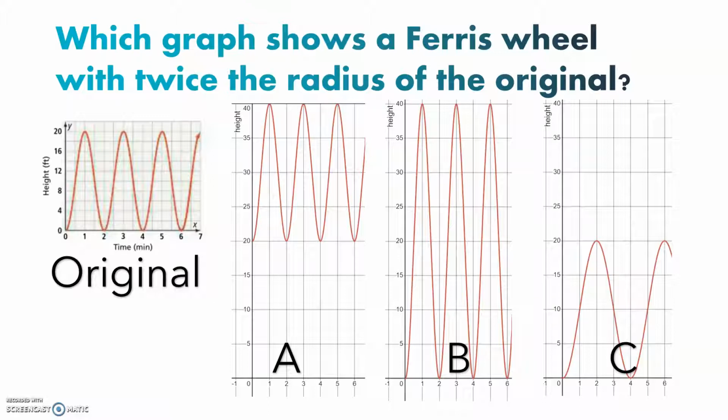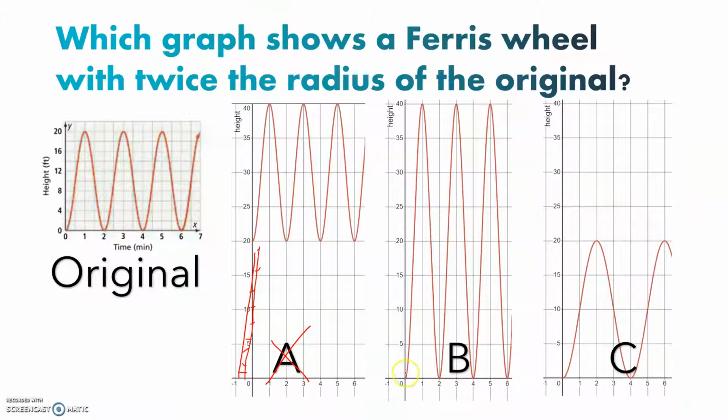So if we think about that, which graph shows a Ferris wheel with twice the radius of the original Ferris wheel? This is our original graph, and if we look at these graphs, it looks like graph A has a radius that's the same as the original because this distance is still 20. So our head went 20 feet off the ground. The difference with A and the original is that I have to climb a ladder in order to get up to my gondola car. I have to climb up 20 feet in order to get on the ride. So A is not one that has twice the radius. A is one you have to climb up to.